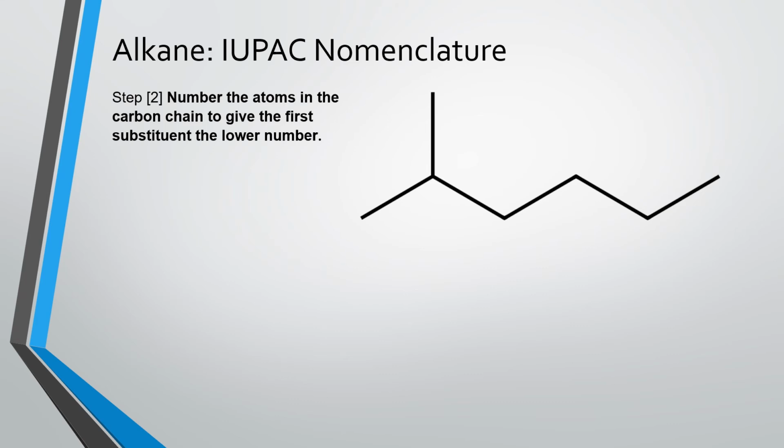Next, number the atoms in the carbon chain to give the first substituent the lower number. Since ang longest chain natin, let's say, ito na nasa baba, di ba? So, susulatan na natin. Itong longest chain natin ay ito. So, saan tayo magsisimula? Dito ba? Or dito? Ang sabi, number the atoms in the carbon chain to give the first substituent the lowest number. Asan yung substituent natin?